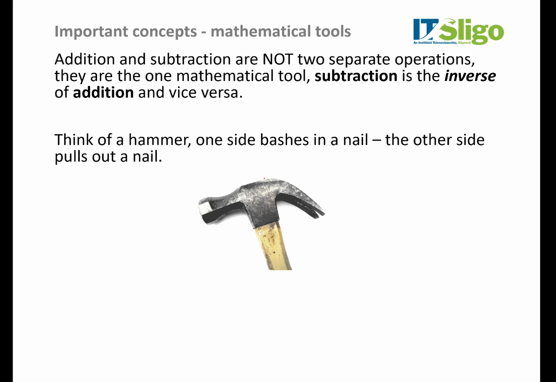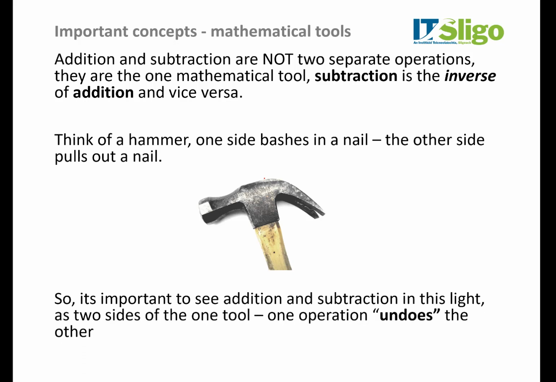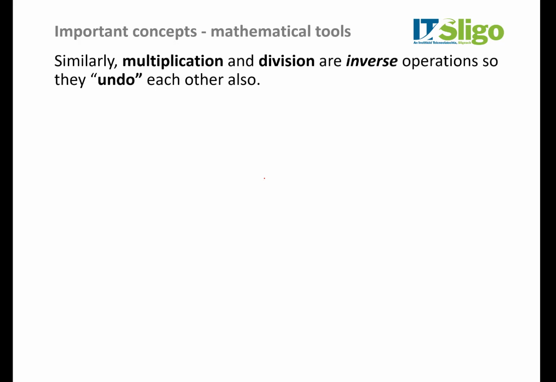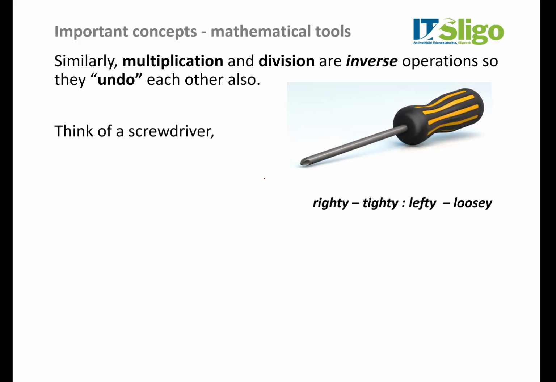And this is the way addition and subtraction work. One operation undoes the other. Similarly then, addition and subtraction are inverse operations. And maybe if you think of a screwdriver: righty-tighty, lefty-loosey, that's something, at least if you learn nothing else from this lecture, that's a useful one. If you turn to the right, you're going to tighten the screw. And if you turn to the left, you're going to loosen the screw. So it's the one tool, but it's got 2 functions, and one function undoes the other.